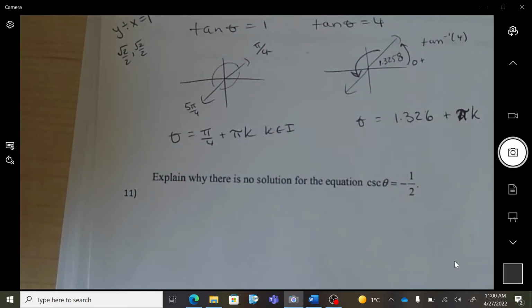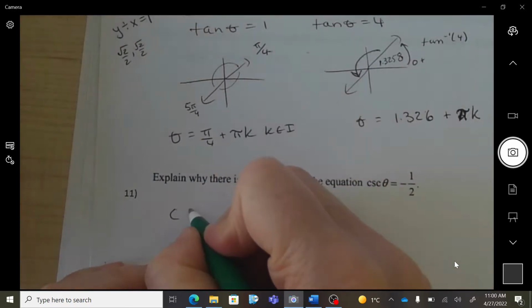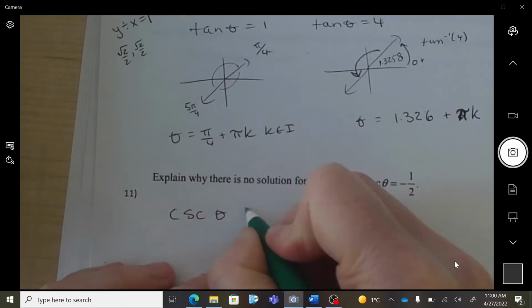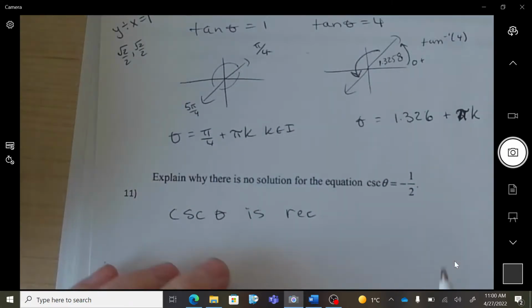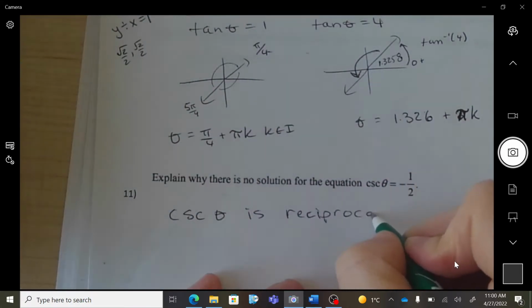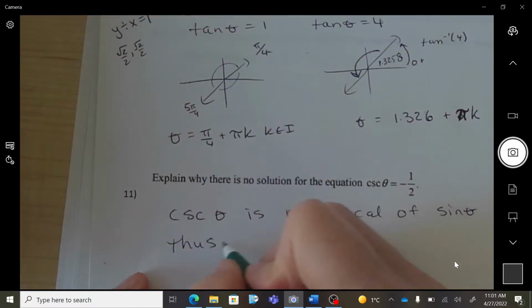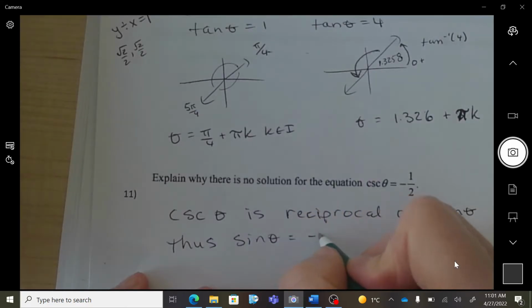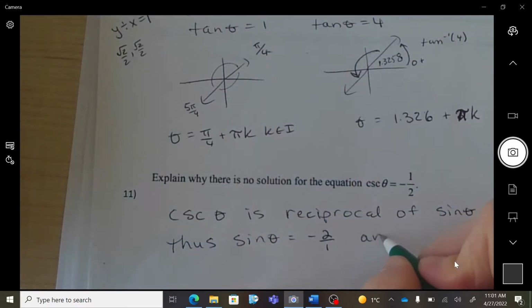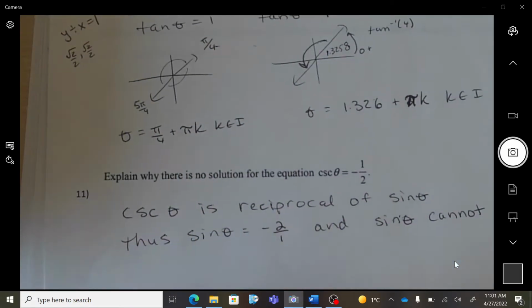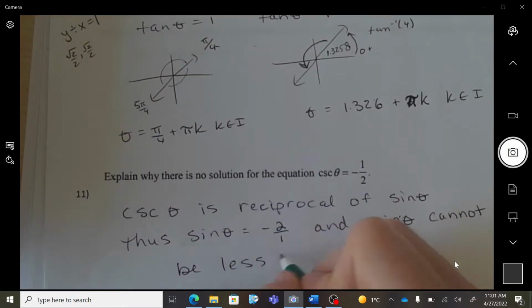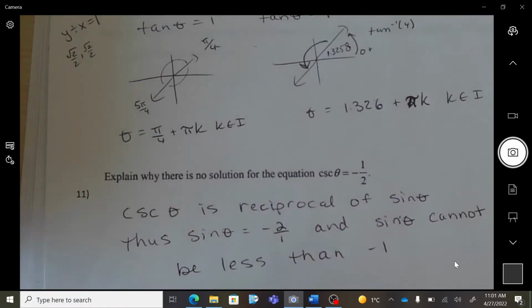Explain why there's no solution. Okay, so cosecant angle is the reciprocal of sine angle. Thus, sine angle would equal -2 over 1, and the sine of an angle cannot be less than -1.